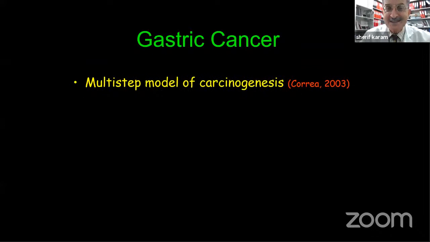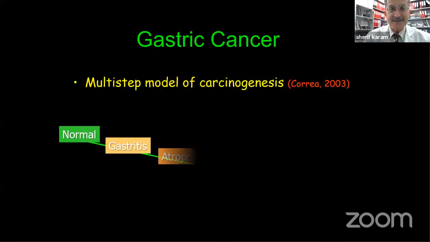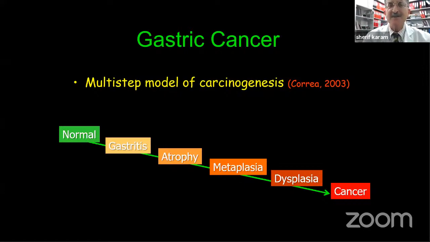So we carried out a collaborative project with clinicians in our college here, just to demonstrate to you the multi-step process of gastric carcinogenesis, which was established many years ago. Normal human stomach, when it is affected by mild gastritis, if it is not treated properly, may progress into atrophic gastritis. And if it is not treated properly and remains for a long time, becomes chronic, it may lead to metaplastic changes, so change in the morphology of the epithelial cells and development of maybe goblet cells in the stomach. And eventually it will lead to dysplastic changes, which are precancerous and eventually lead to cancer. So this is the multi-step process of gastric carcinogenesis that we wanted to study.